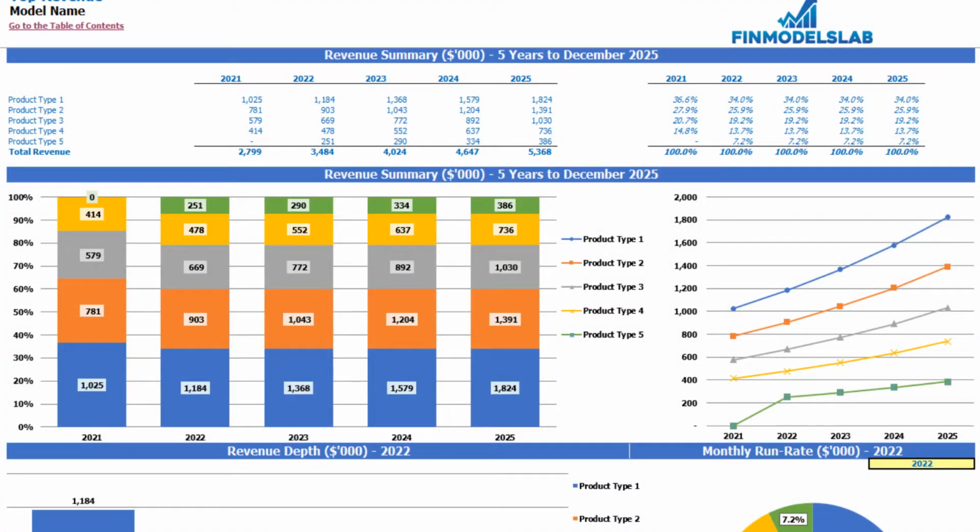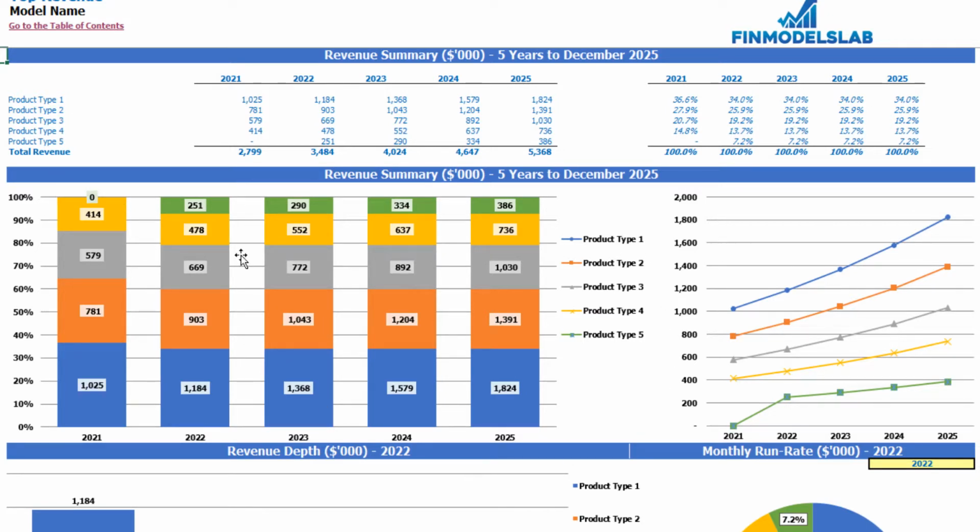On the top revenue tab you may see the absolute values of your revenue breakdown by product types and percentage breakdown. On the top you can see this in tabular form. You have 5 product types and 5 years, and you can see the absolute values of your revenue. And on the right side you can see the percentage breakdown. Below you can see the same information in graphical form.